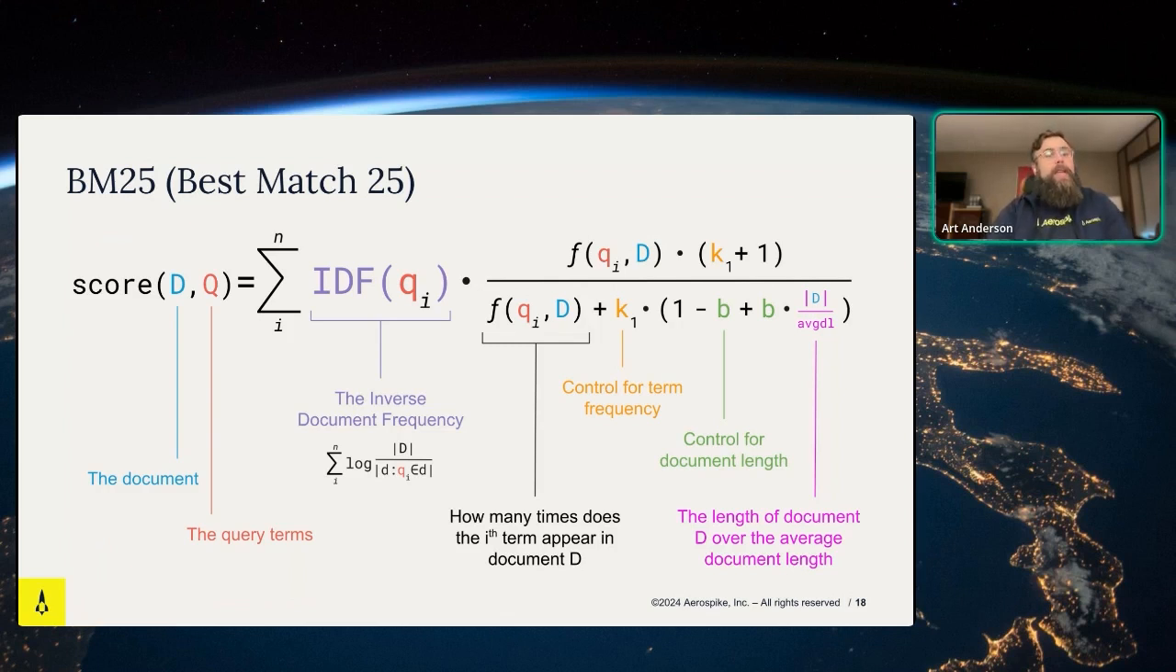But basically, Best Match 25, or BM25, applies term frequency and inverse document frequency, along with some additional controls, to give us some pretty darn good results as far as ranking what comes back within our keyword search.